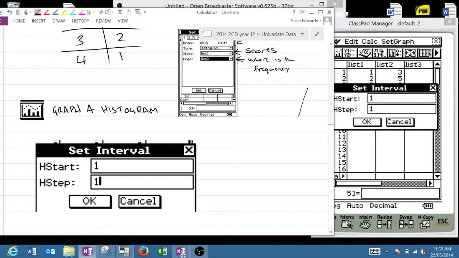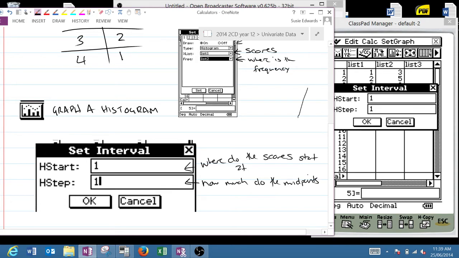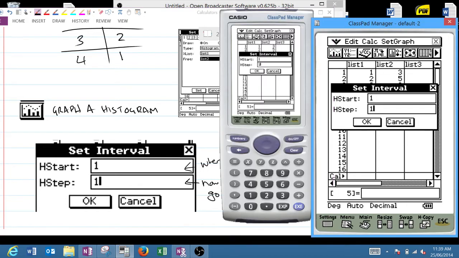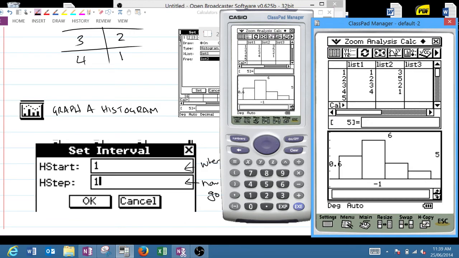Alright, so H start, where do the scores start at? How much do the midpoints go up by? Because we usually use the midpoints in here as well. Go up by. And that should make us a nice histogram. See how it's all even?